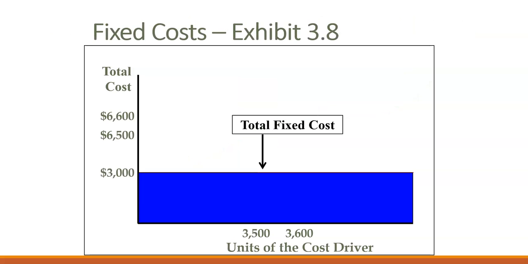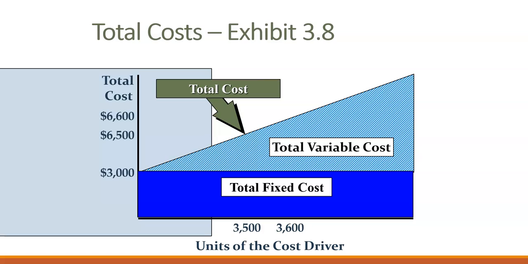In our accounting information, we have this example here of total fixed costs. They stay the same across these units, and then on the last slide, we have our total costs. So our total fixed cost is $3,000. And then we start adding our variable costs, which increase with our level of production.